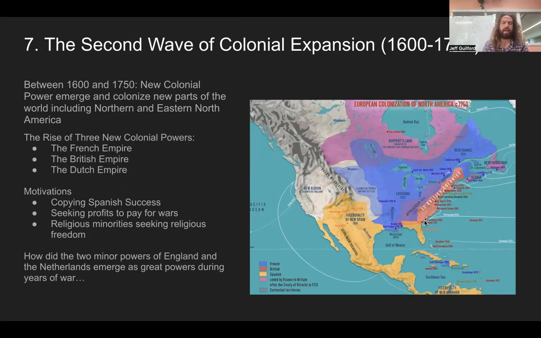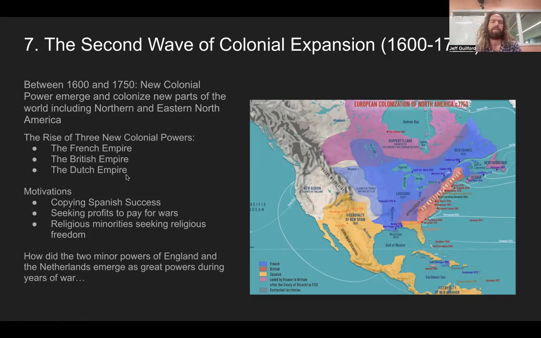So what we're going to be looking at is the rise of three new colonial powers: the French Empire, the British Empire, and the Dutch Empire. Why does this happen? Well, for one reason, there are some serious motivations that all three of these new empires share. First, they want to copy the Spanish.